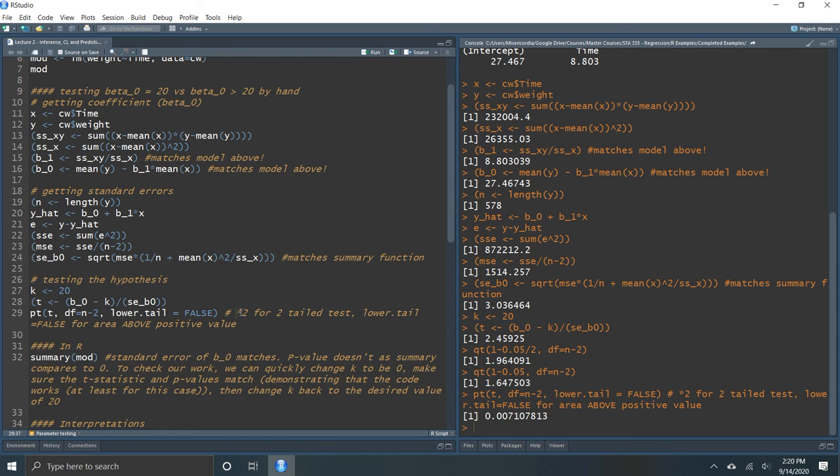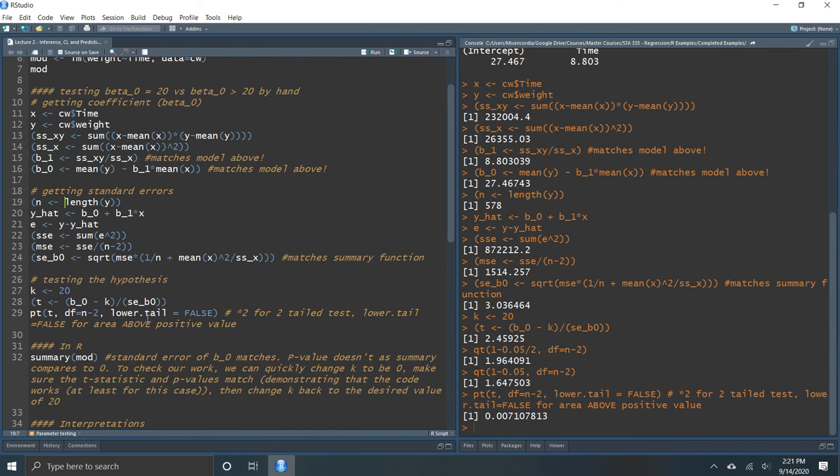Again, I multiply this by 2 if I'm doing a two-tailed test for at or more extreme, and then I may or may not use lower tail equals positive. I'm going to use lower tail equals false if the test statistic is positive and I'm looking in the positive direction. I'm just going to leave it at its default setting if the test statistic is negative. Or you could set lower tail equals true, because if the test statistic's negative, you're on the left side of the curve, and you do want to look on the left side, so that would be the lower tail component.